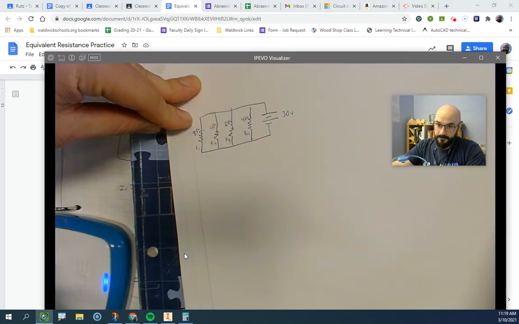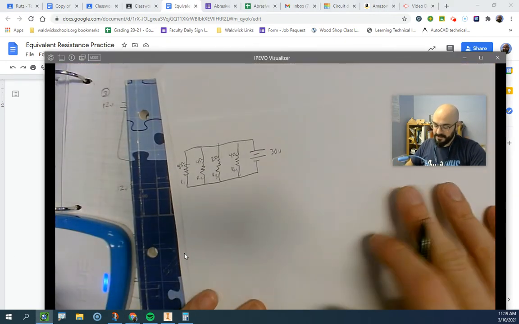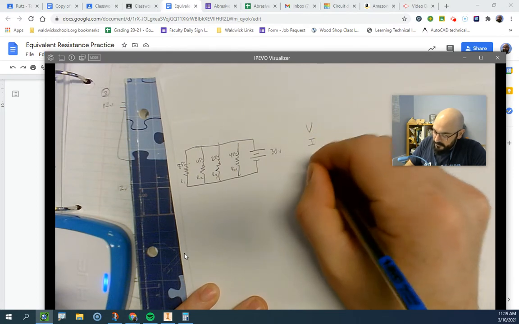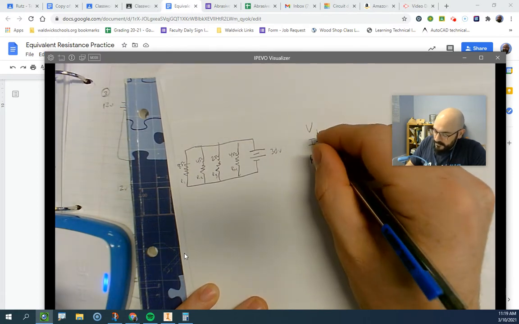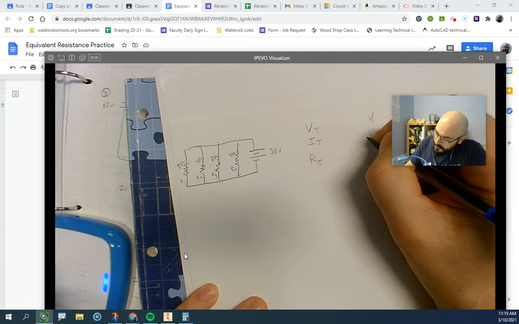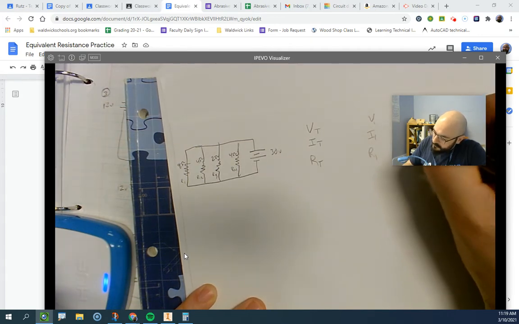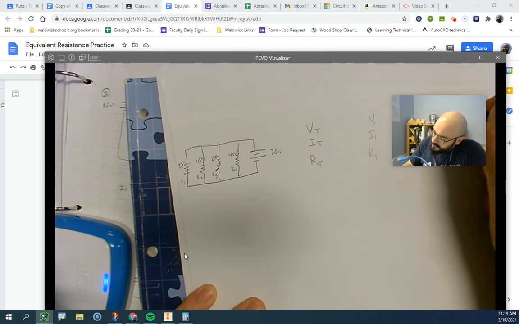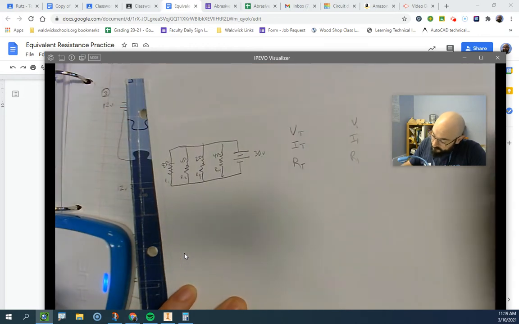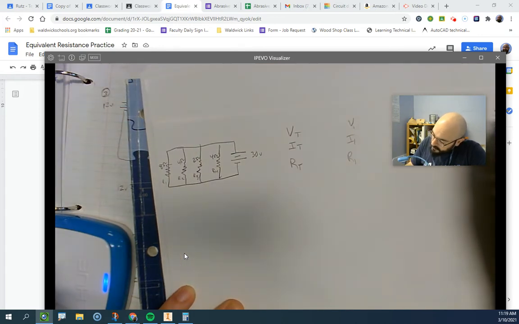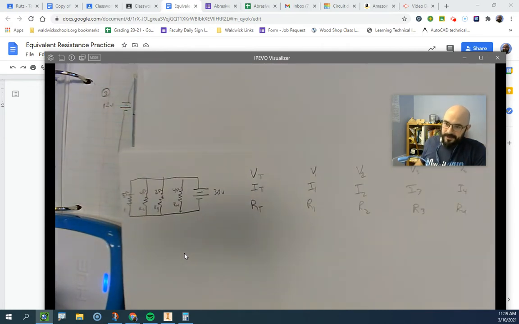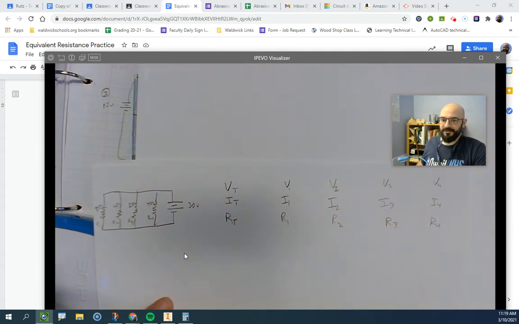Now that I've diagrammed it out, I'm going to set myself up with all my variables that I need to fill. VT, IT, RT, V1, I1, R1, V2, I2, R2, V3, I3, R3, and 4 of them: V4, I4, R4. Not a big deal. Look at that, 25 problems-ish.